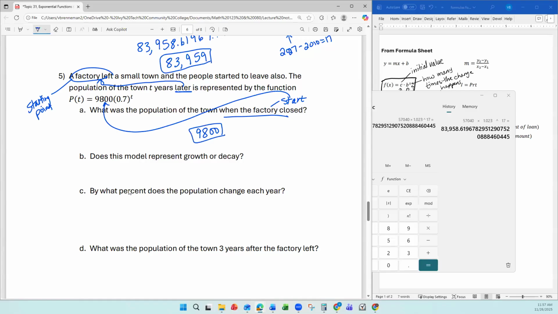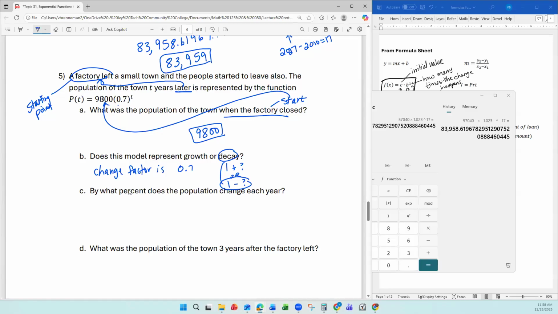All right, does this model represent growth or decay? We need to look at the 0.7, the change factor is 0.7. Is that 1 plus something, or is it 1 minus something? Well, to get to 0.7 from 1, you have to subtract. So that means it is decay.